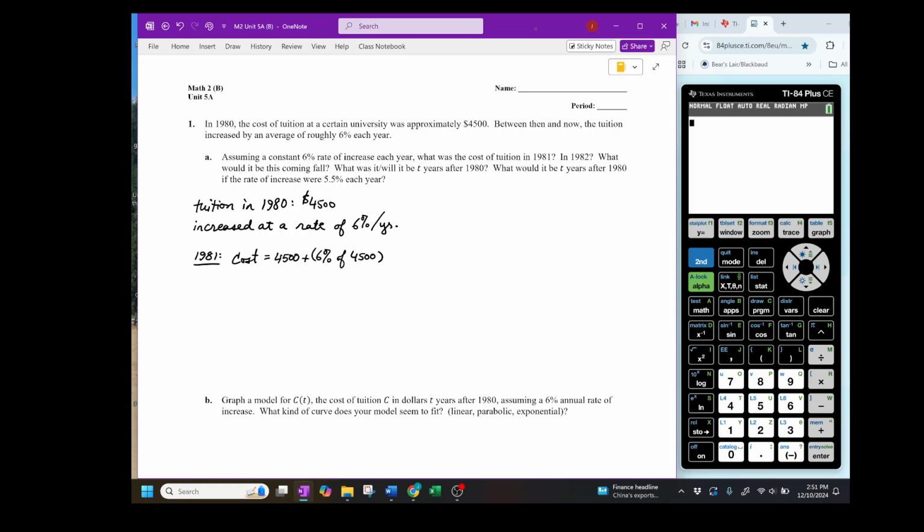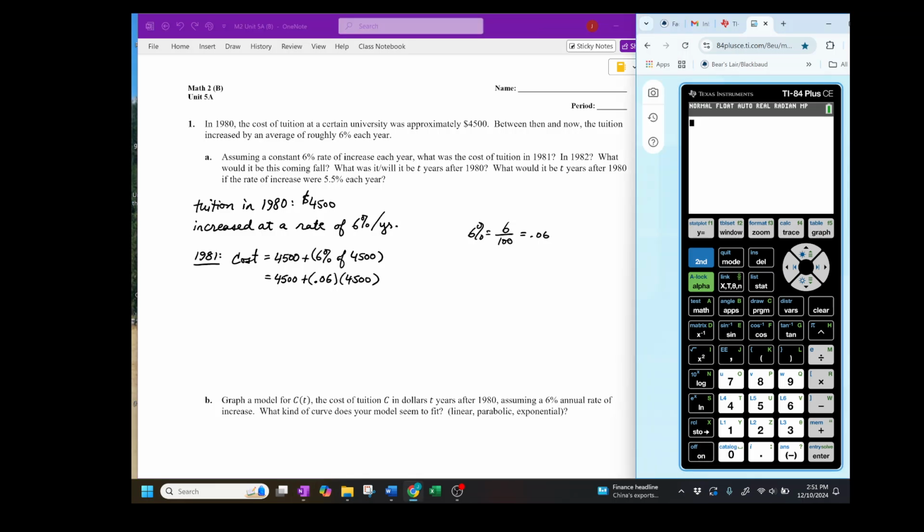The way that you write this is 4,500, that's the initial, plus 6%. Another way of writing that is 6 over 100 or 0.06, right? So this is going to be 4,500 plus 0.06 of 4,500. And we can type that in on our calculator: 4,500 plus 0.06 times 4,500 equals 4,770.